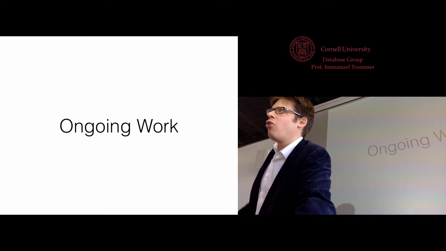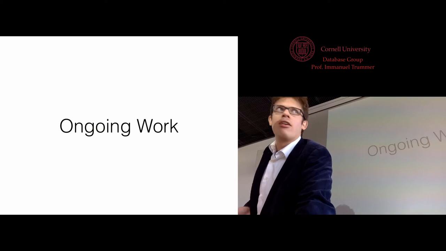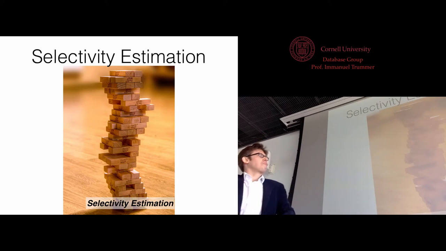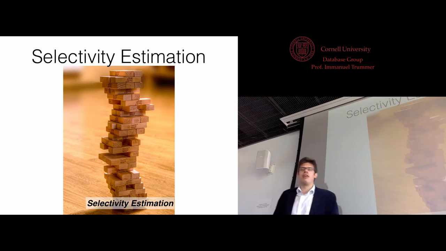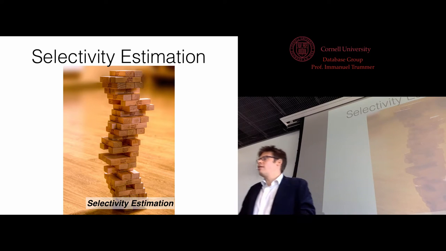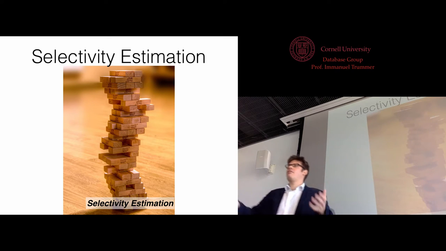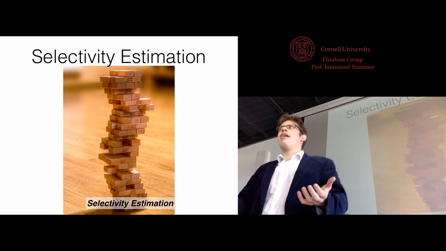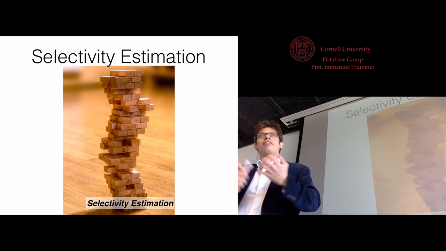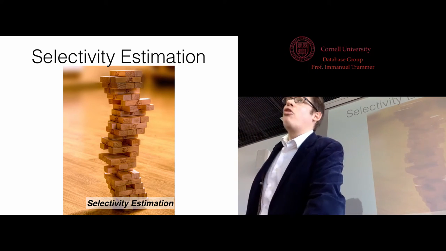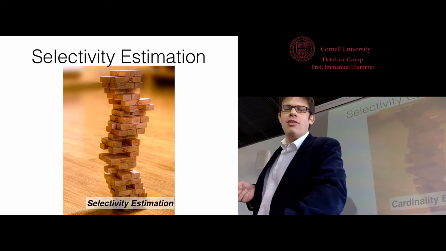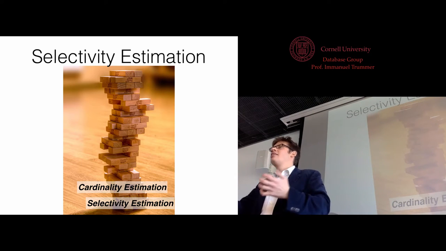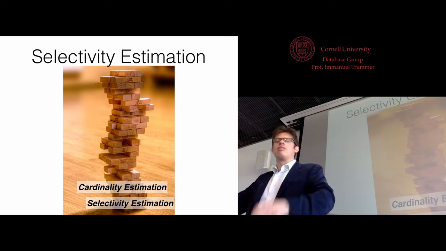Now I'm very quickly going to mention two or three things that I'm currently working on. First of all, I'm currently working on a problem that is complementary to query optimization, which is selectivity estimation, which basically is about predicting which percentage of the data will satisfy a certain group of predicates. And you might be wondering whether it's a niche problem or whether it's an important problem, but it turns out that we actually need selectivity estimation in order to estimate the cardinality of intermediate results that occur during data processing.